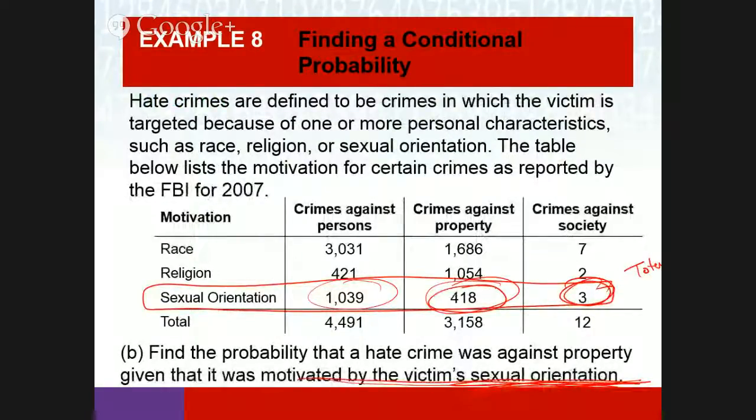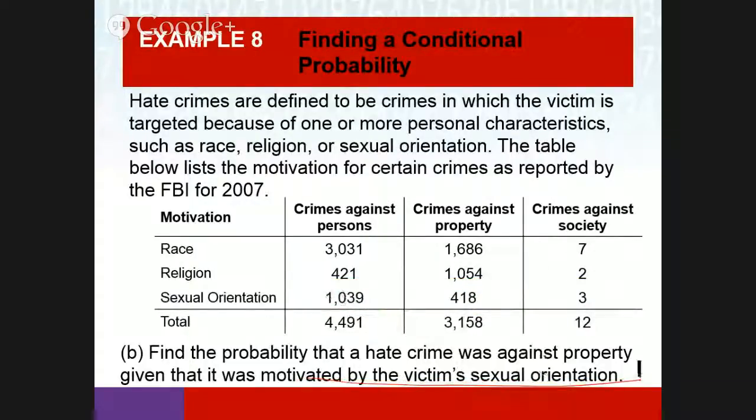Okay, so the top number is the hate crime that is against property and motivated by sexual orientation. So the top number is 418. The bottom number would be this number plus this number plus this number. Find the probability a hate crime was against property, given that it was motivated by the victim's sexual orientation. So would it only be the middle one? This 418, over the 3,158? 3,158 meant it was a crime against property. That's what we're looking at.